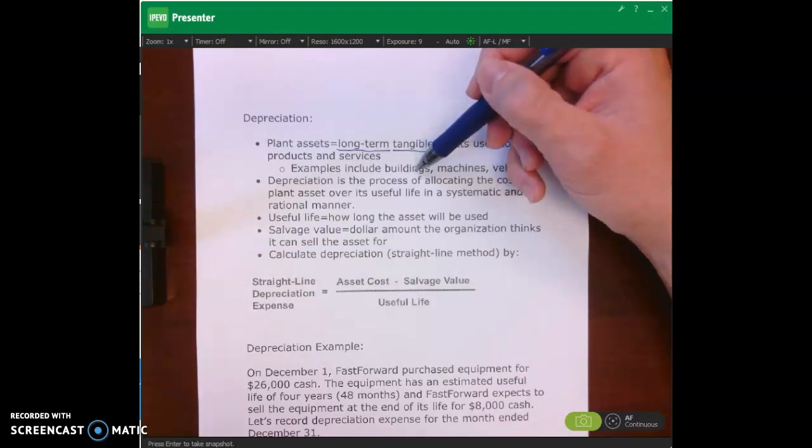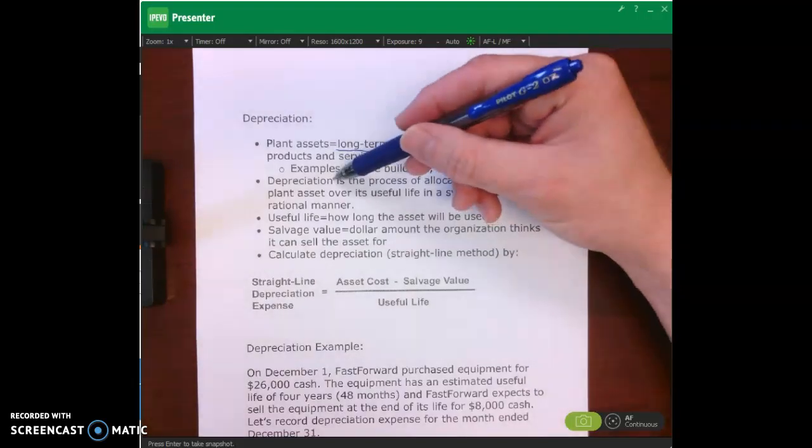Therefore, what I have to do per the matching principle is spread the cost of purchasing that building over the years that I use it to teach students to generate revenue. Why do I have to do that? Because of the matching principle. And that process is called depreciation.